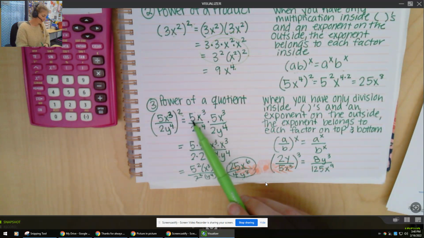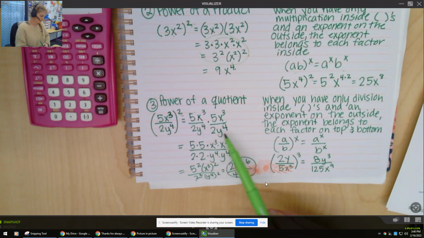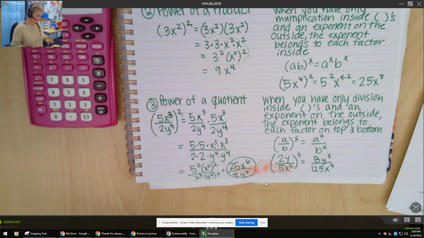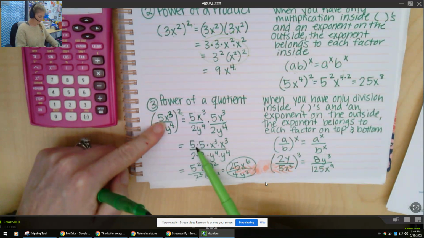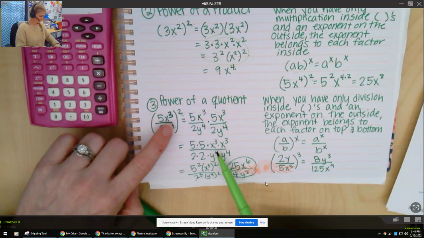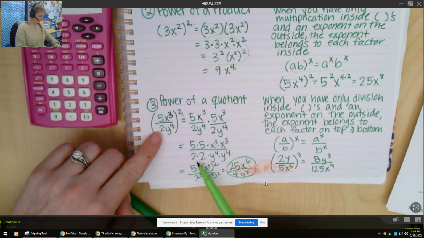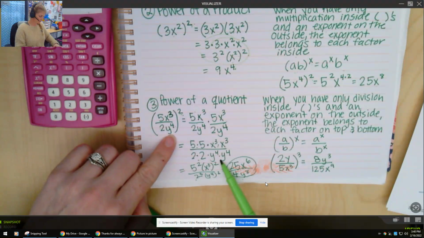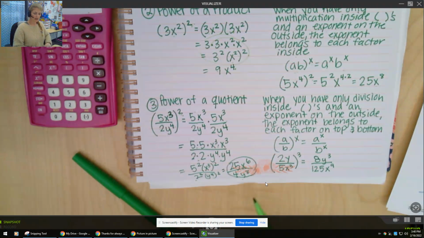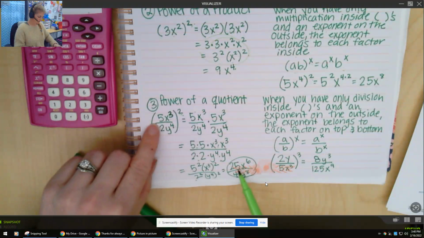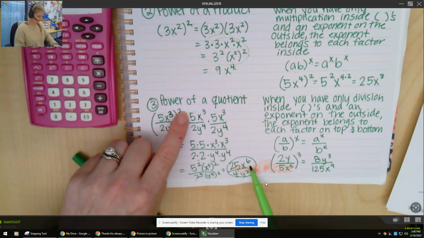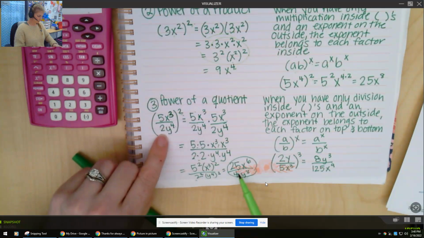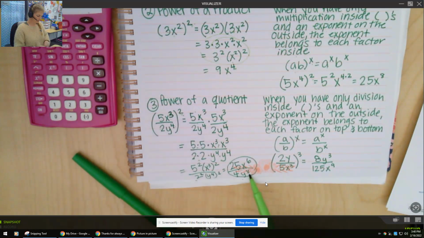Then if I expand this out, I'd have 5 times 5, x cubed times x cubed, 2 times 2, y to the 4th times y to the 4th, which of course is just 5 squared times x cubed squared times 2 squared times y to the 4th being squared. So that gets me 5 squared is 25, x to the 3rd squared is x to the 6th, 2 squared is 4, and y to the 4th squared is y to the 8th.